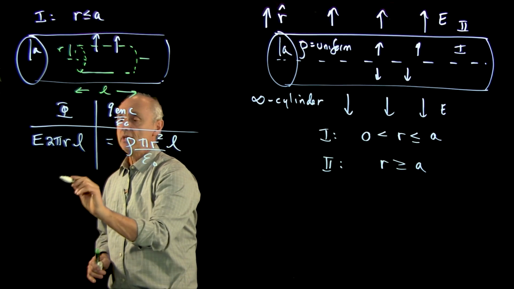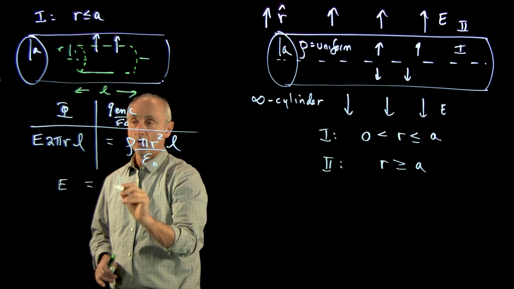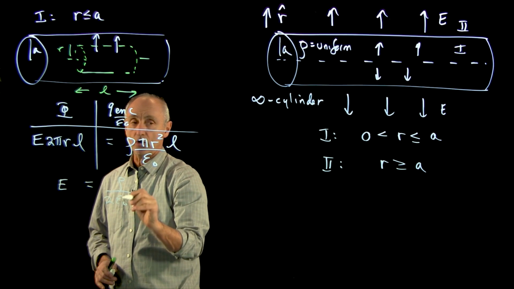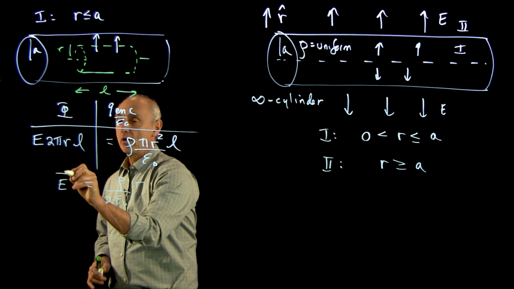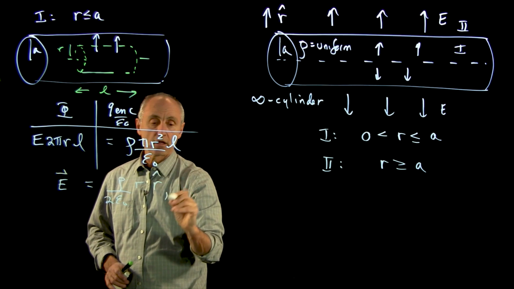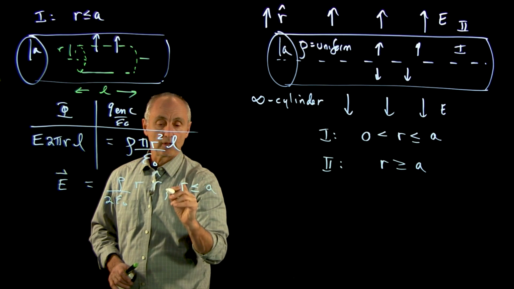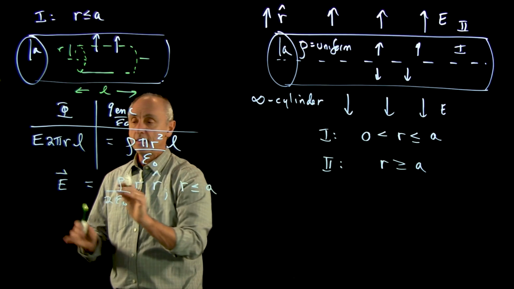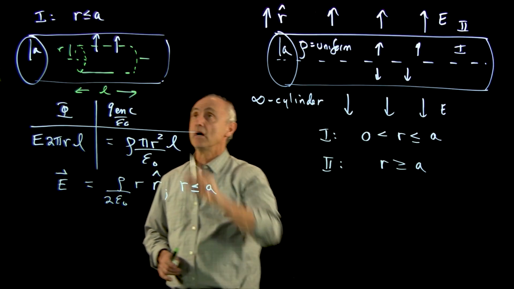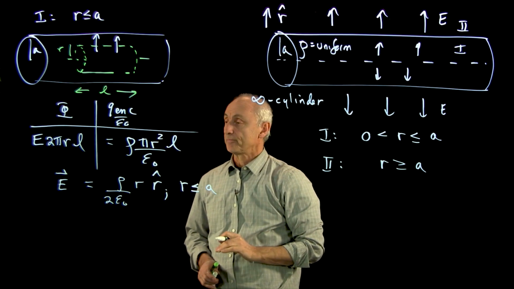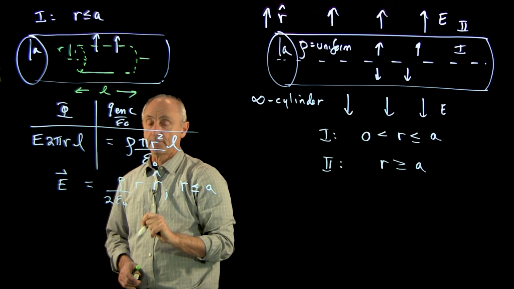And so you can see that we've calculated the electric field to be ρ over 2 epsilon naught. The L's cancel. And it goes like r. We'll make it a vector, r hat, for r less than or equal to a. And there is the electric field inside our solid cylinder. Notice that this field grows like r inside.